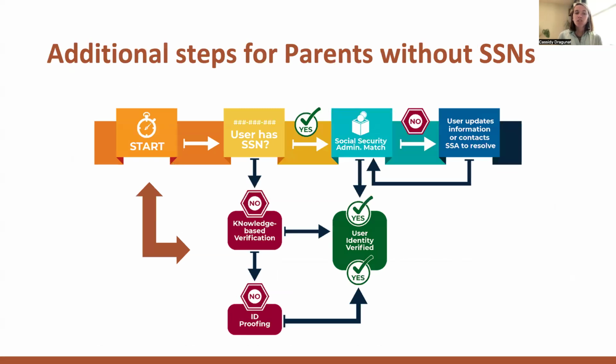Some additional steps do exist for parents without Social Security numbers. We talked about that process at the top, for students but also parents with Social Security numbers. If a parent is helping their student and they don't have a Social Security number, there are some different steps. They'll start with some knowledge-based verification questions. If they answer those correctly, their ID can be verified. If not, they'll move to an ID proofing process before their ID can be verified.